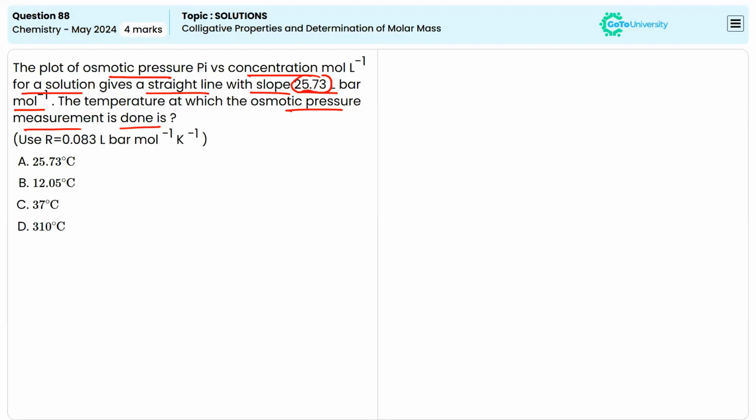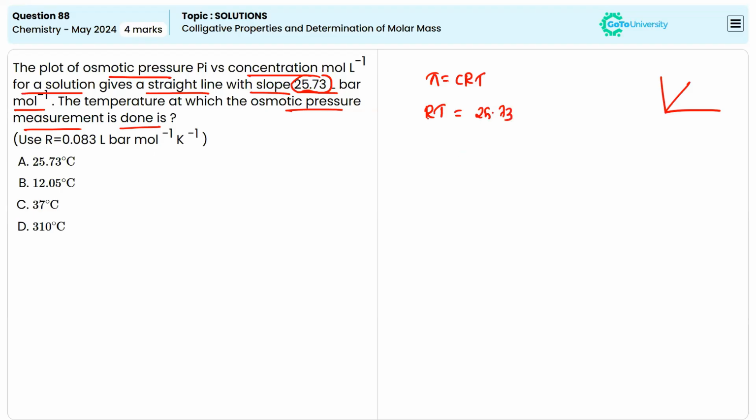So from this question it is clear which equation we have to use. The osmotic pressure, pi is equal to CRT. This one we already discussed, right? Pi is equal to CRT. So in the curve between osmotic pressure and concentration, a plot of osmotic pressure versus concentration will be a straight line. It means the slope of this graph is 25.73. So the slope of the graph will be the value of RT. So that is 25.73.